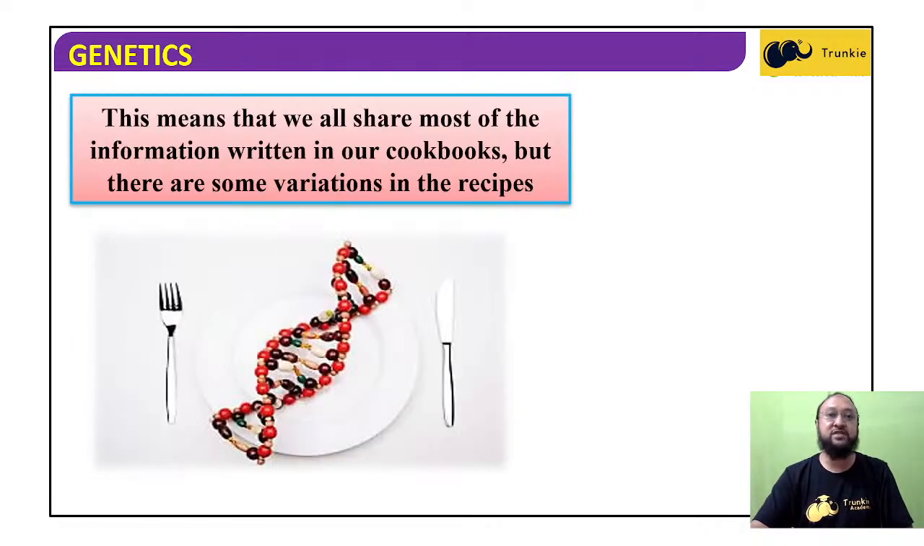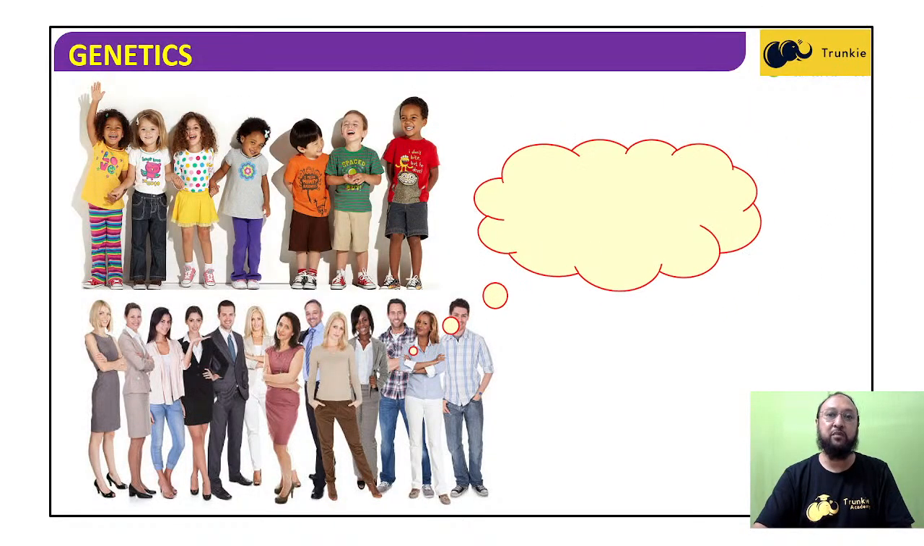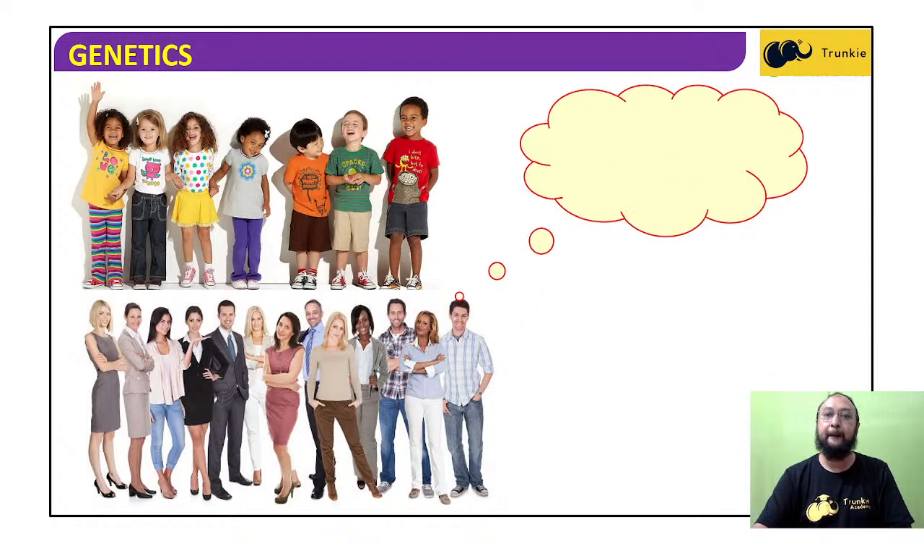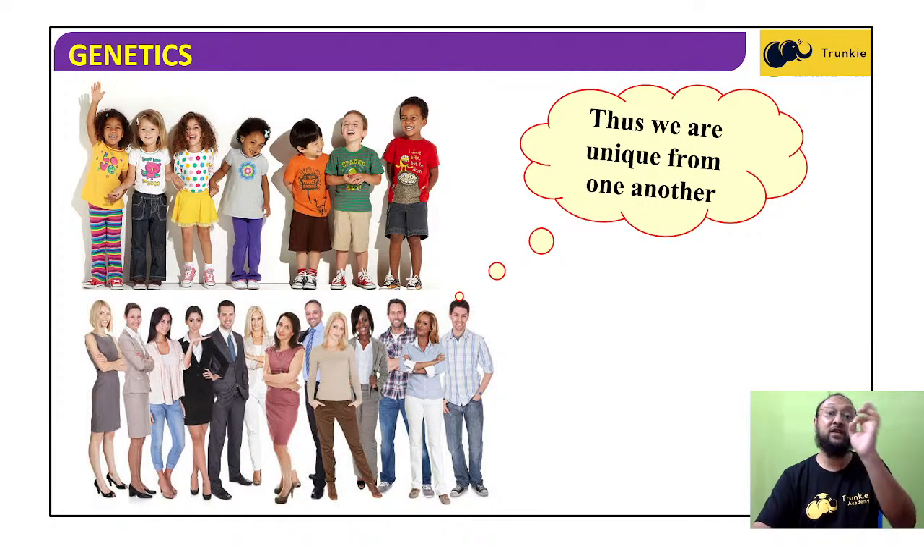This means that we all share most of the information written in our cookbooks, or our DNA, or we can say our blueprint, but there are some variations in the recipes. That means 0.1%. Thus we are unique from one another due to that 0.1% of the DNA. 99.9% is the same in everybody.